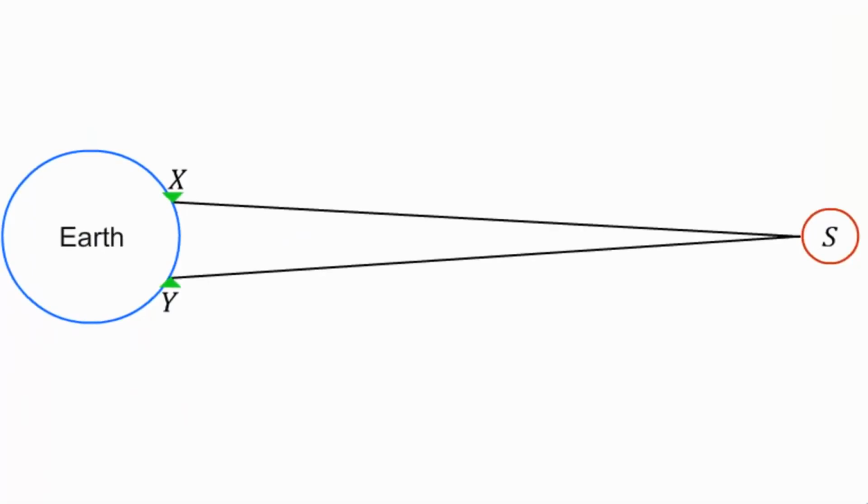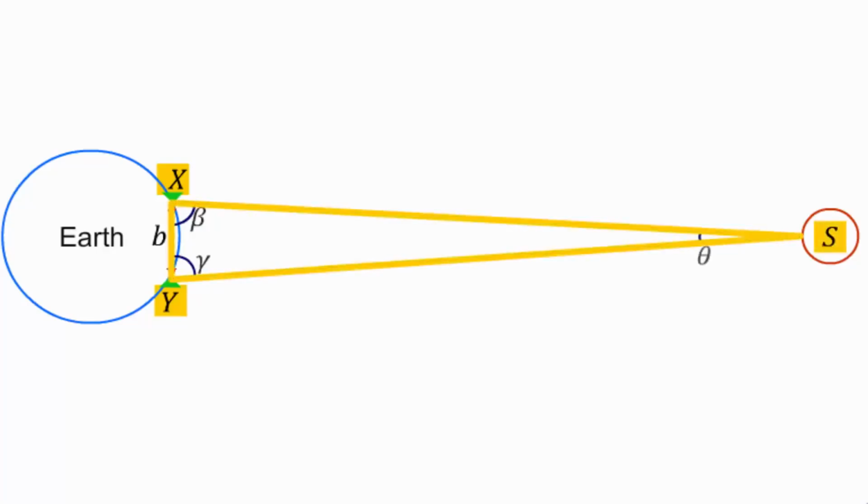Let X and Y be two observatories viewing the planet S from two locations on the Earth. Thus, XS and YS are the lines of sight of the planet from the two observatories respectively. Here, the distance B between X and Y is the basis which is known. Thus, XYS forms a triangle. Let beta and gamma be the angles made by the lines XS and YS with the line XY respectively, and angle XSY be theta. The angles beta and gamma are measured while observing the planet with the help of telescopes.